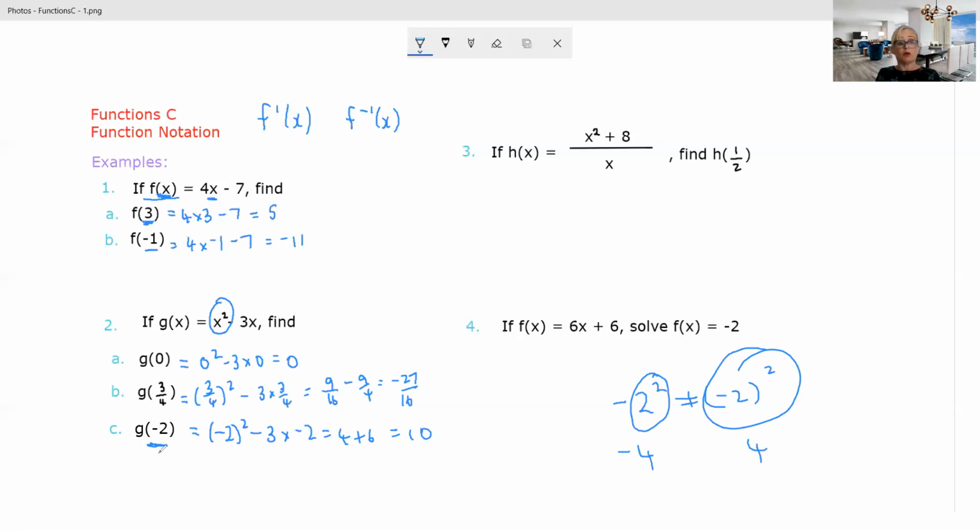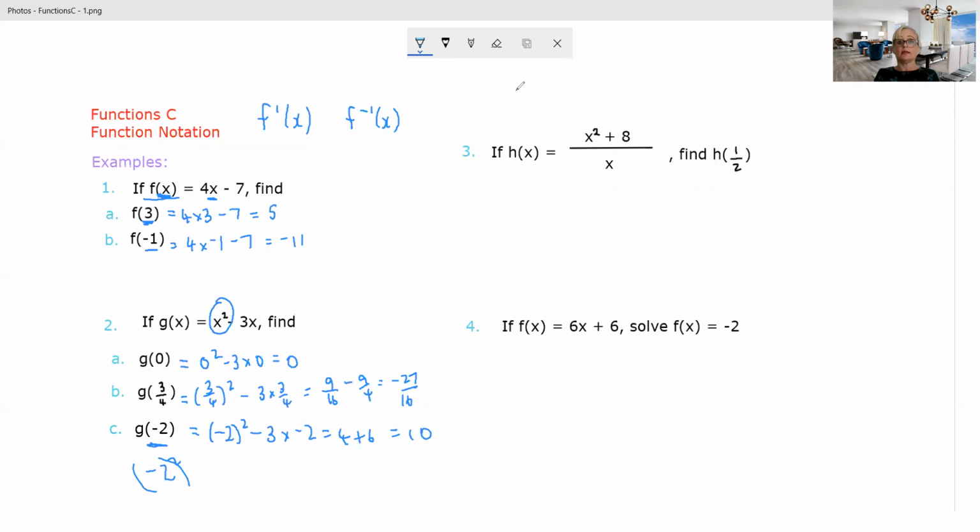Now, a lot of people will write negative 2 squared and then in the next line they'll write 4. That's still not good mathematical communication, all right? You should have brackets around it. Okay, let's just go on to question 3. Again, it's really just a substitution exercise. So all we're doing is wherever we see an x, we're putting in a half.